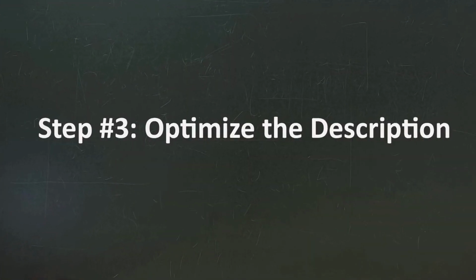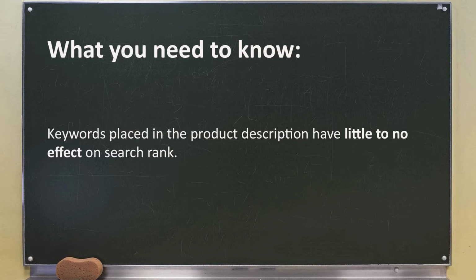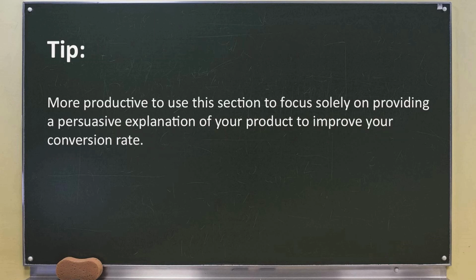Step number 3. Optimize the description. Again, a common mistake I see sellers make is they see descriptions as another section to cram more keywords. What you need to know: keywords placed in the product description have little to no effect on your search rank. Since keywords placed in the description have little to no effect, it would be more productive to use this section to focus solely on providing a persuasive explanation of your product to improve your conversion rate.